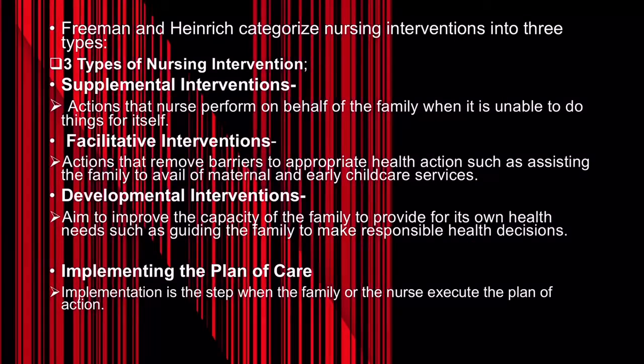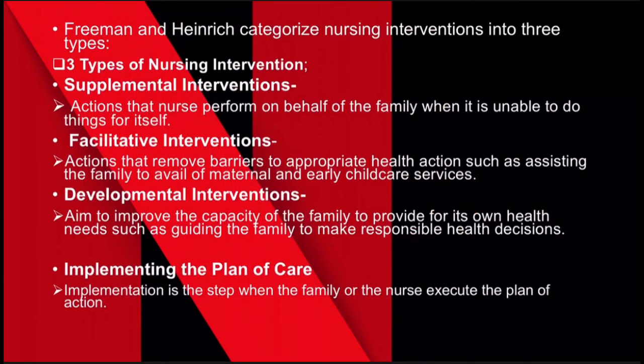Freeman and Heinrich categorize nursing interventions into three types. First is the supplemental interventions. These are actions that a nurse performs on behalf of the family when it is unable to do things for itself, such as providing direct nursing care to a sick or disabled family member.